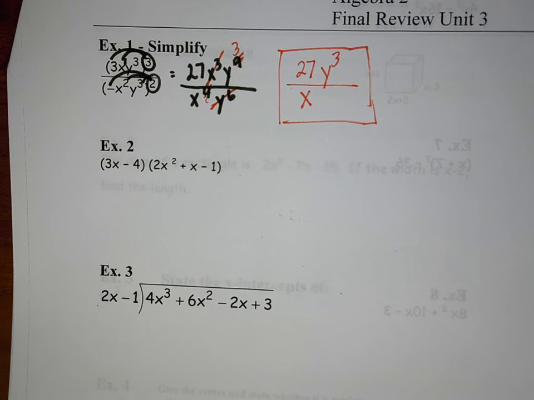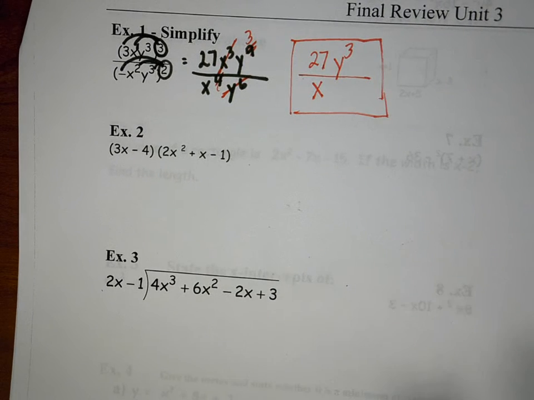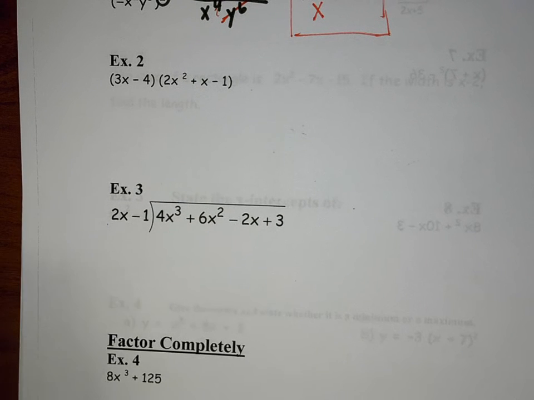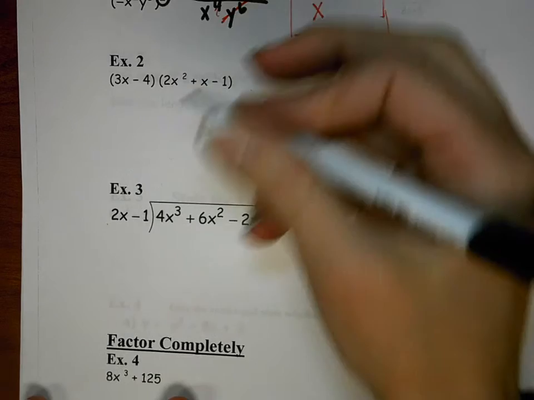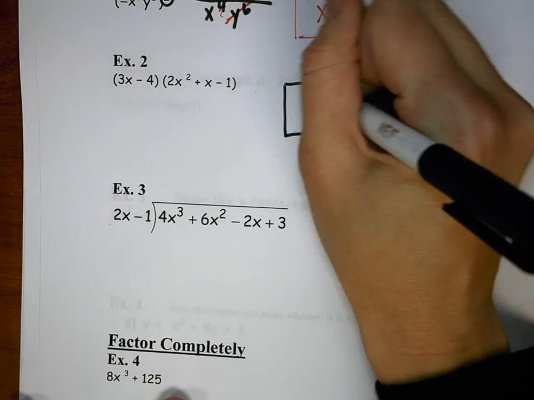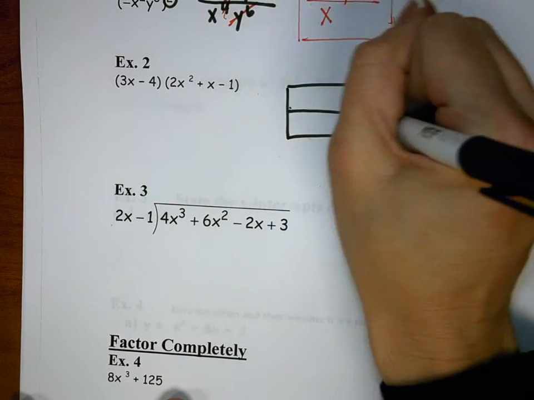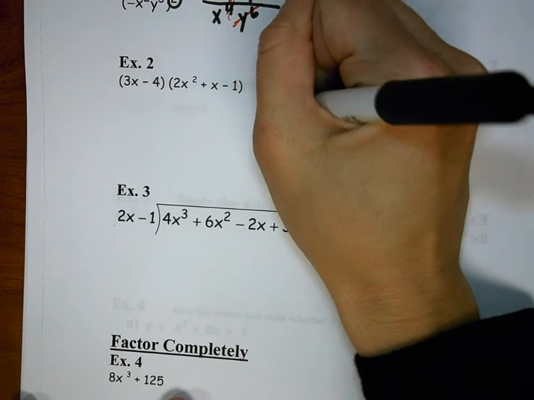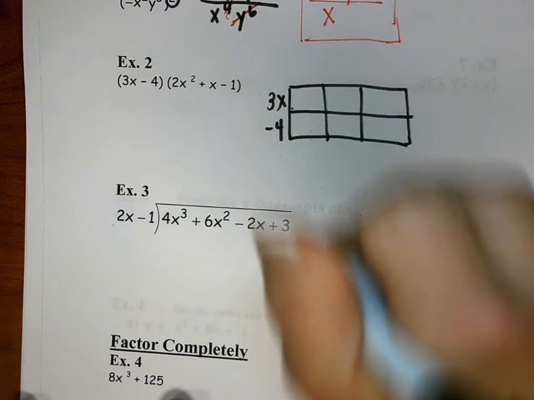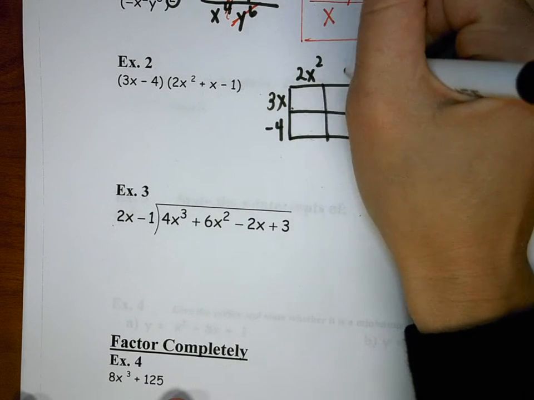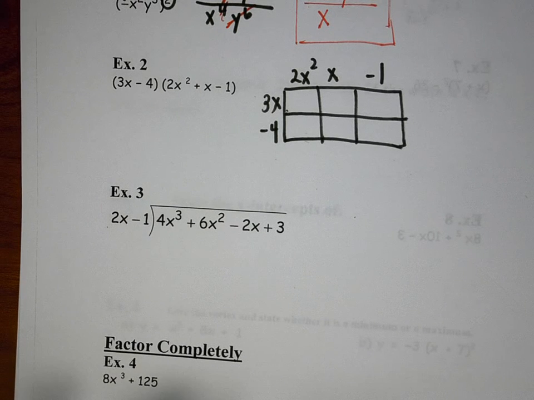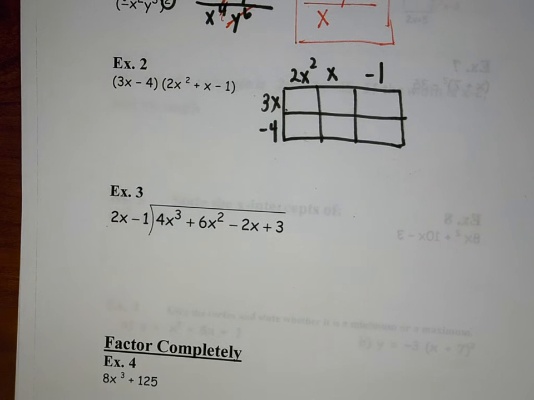Okay, example 2. What will I do on example 2? Good, you can do your box method to multiply. What size box would I need? Good. Okay, so I'm going to have my 3x and negative 4 on the side, and then 2x squared and x and negative 1 on the top. The one thing you guys have to just double check is your signs. Okay, make sure that you have your signs there.